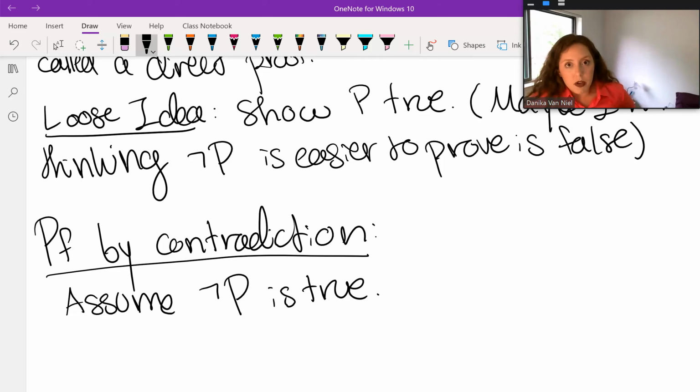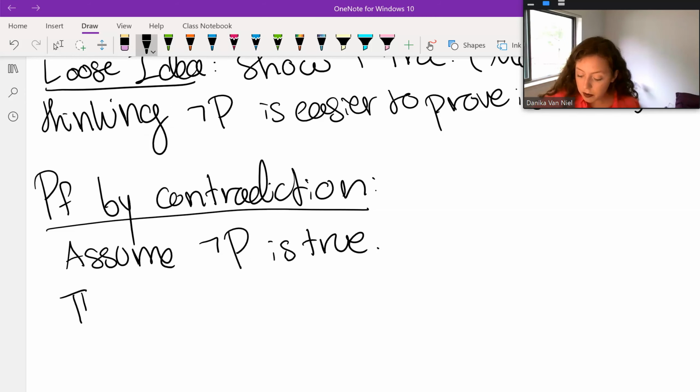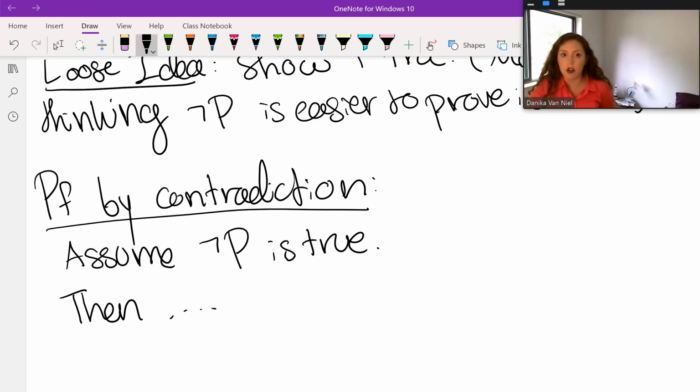And I know what you're probably thinking is, Danica, you always tell us you can't try to assume what you're trying to prove. But in fact, I'm actually assuming the opposite. When I assume that the negation of P is true, I'm assuming that P is false. And so in the back of my mind, I'm going to try to go through this and show that this is not possible, okay? So I assume that the negation of P is true, meaning that P is false, and then I'm going to say a bunch of things that are true because of this, and then you'll see the punchline at the end.